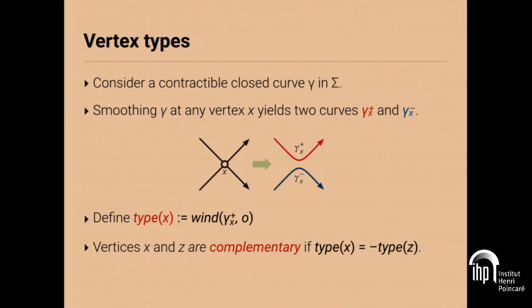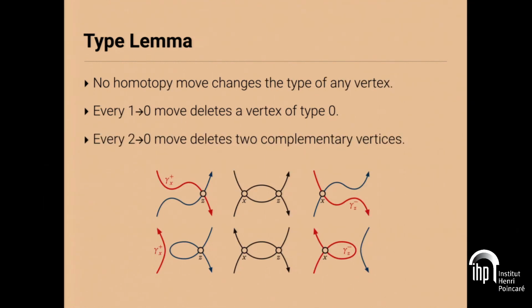Okay, now how do types change when I do homotopy moves? Well, they don't. Types never change.